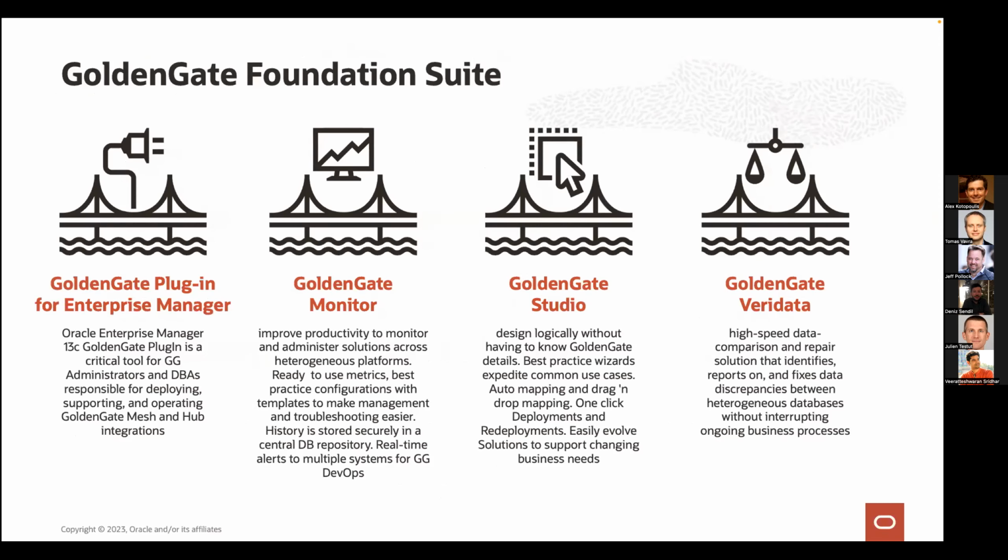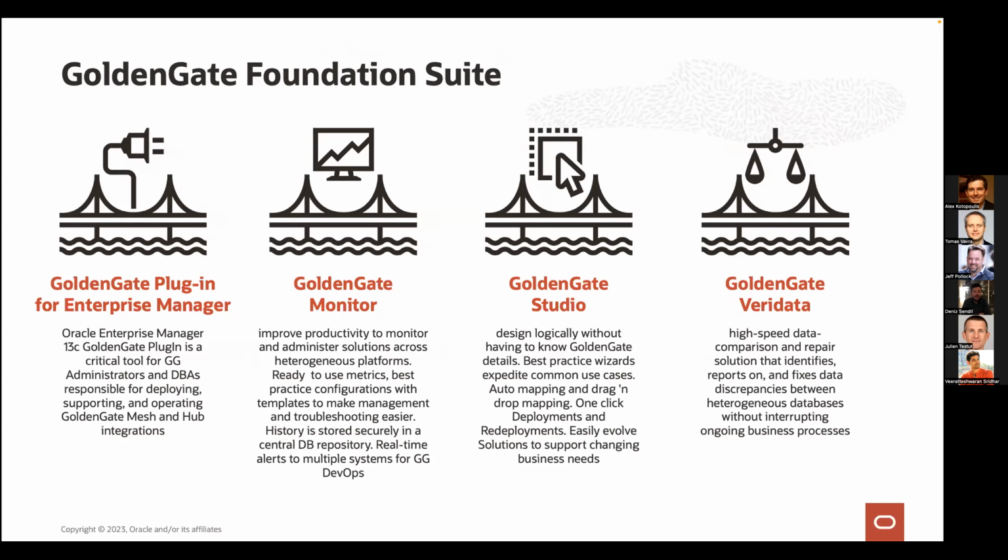So to achieve all these three major points, we have Oracle GoldenGate Foundation Suite. This comprises 4 products. The first one is Enterprise Manager plugin for GoldenGate. This is a plugin which needs to be deployed in EM, and we can monitor the GG instances like we monitor the DB instances from the Enterprise Manager console. The second one is GoldenGate Monitor. It's a dedicated product for GoldenGate, wherein we can monitor and administer GoldenGate instances.